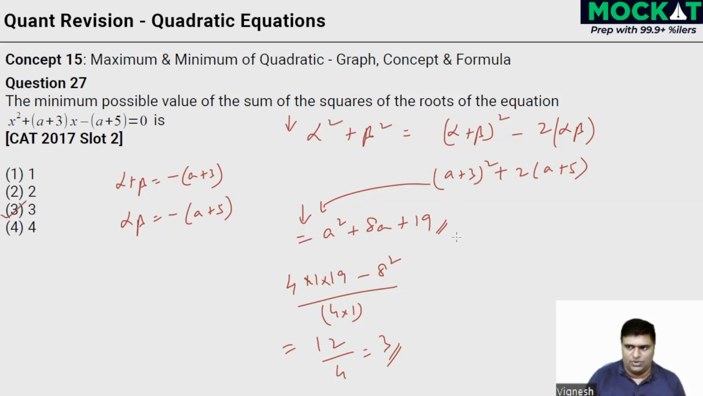And in case you want to, a equals minus 8 by 2, which comes to minus 4. That minus 4, if you plug in over here, you're going to get 16 minus 32 plus 19. 35 minus 32 will also come to 3, right? Both will give you the same answer. 3 is the answer here.